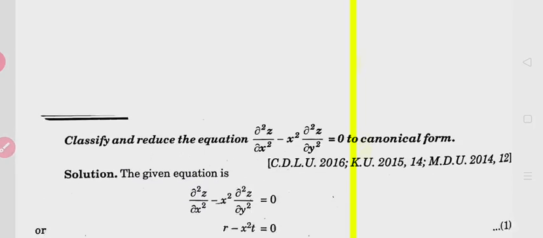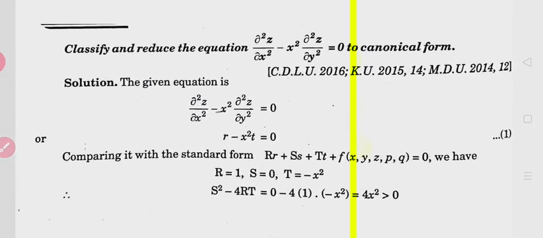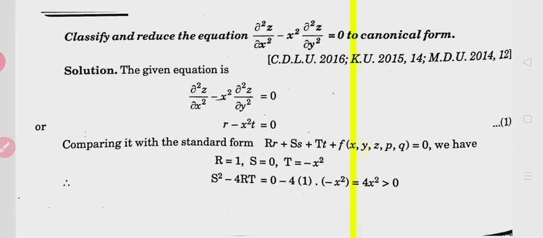So the best example we have already discussed in the last class. The similar examples are over here. Let me talk about this one. Classify and reduce the equation into the canonical form. So you have to reduce it.